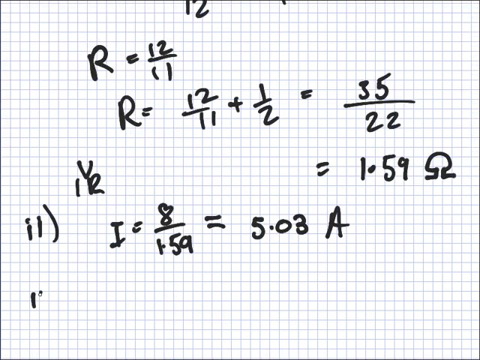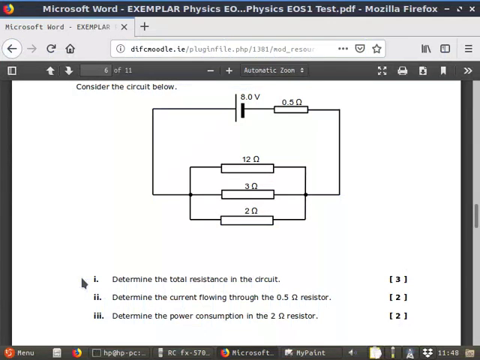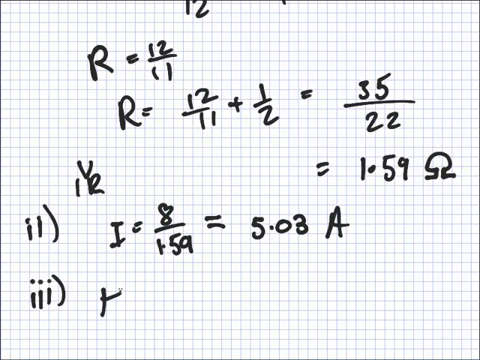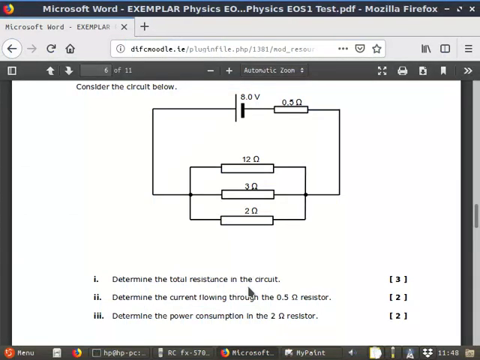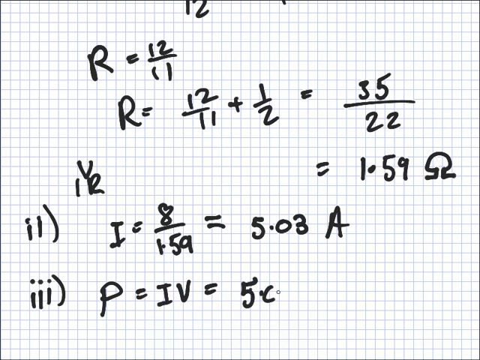And lastly, what is the power? We haven't done this yet, so we can't really finish this question. So I'm just going to write the formula down, but we haven't done the formula yet. But if you watch this video later, just so you can have the answer, later we'll discover the formula for power is simply I times V. So the I is 5.03 and the V is 8.